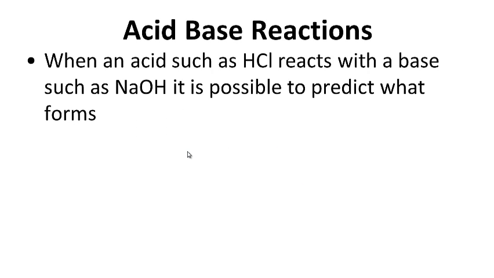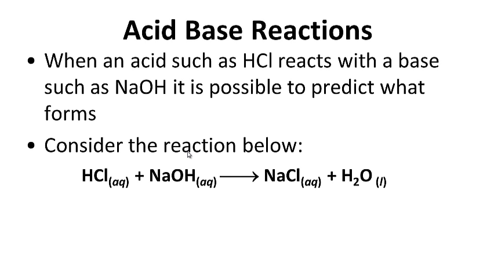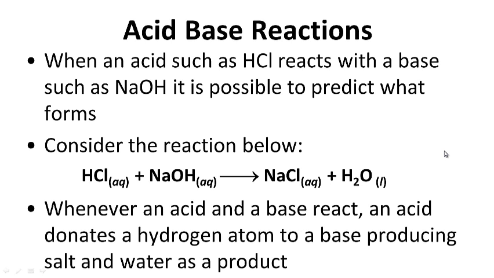Okay, so the last reaction type is acid-base reactions. When an acid such as hydrochloric acid reacts with a base such as sodium hydroxide, it is possible to predict what forms. Consider the reaction below, where hydrochloric acid reacts with sodium hydroxide to make sodium chloride, a salt, and water. Whenever an acid and a base react, an acid donates a hydrogen atom to a base, producing salt and water as a product. A salt is basically an ionic compound.